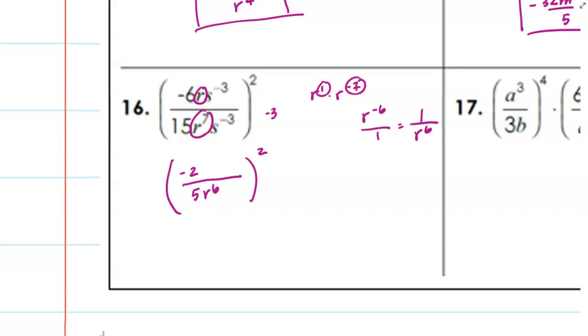Negative 3 plus 3, taking this exponent and this exponent, is 0. So s just becomes 1. So we don't have any s variables. So sad for s. It just went away as 1.